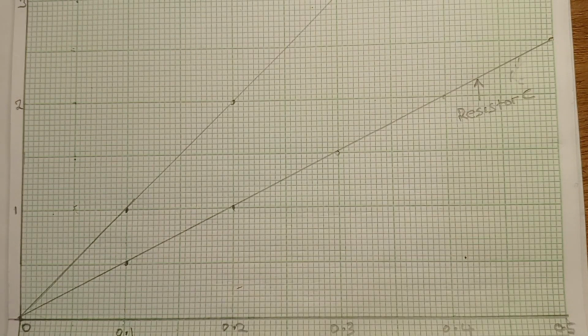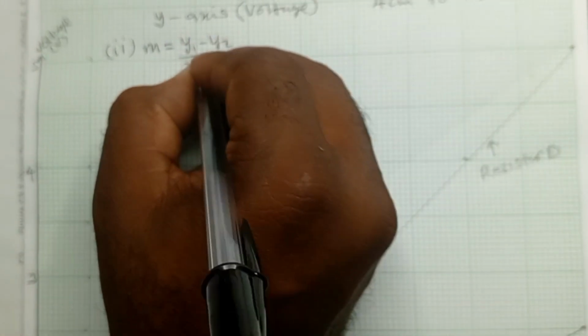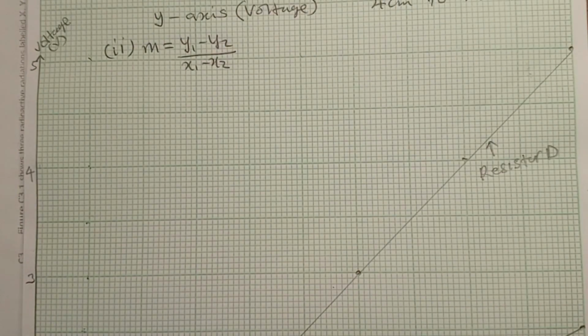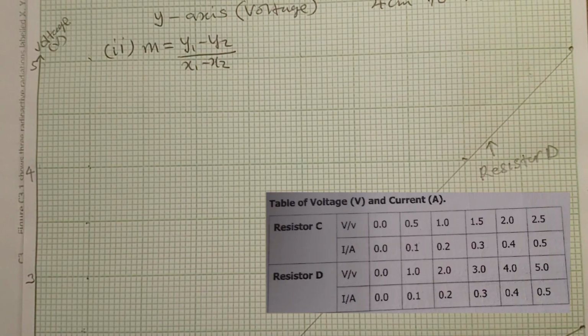B2, using the graph, calculate the resistance offered by resistor C. So how do we calculate the resistance offered by resistor C? In this case, you need to calculate the gradient. When you calculate the gradient of this line, you have calculated the resistance. So gradient is equal to y1 minus y2 over x1 minus x2. So from here, you just have to pick two coordinates along the line for resistor C. So I'll get two pairs of coordinates from the table of values.